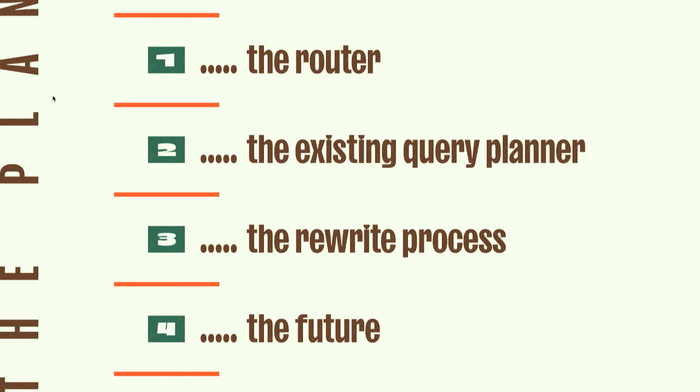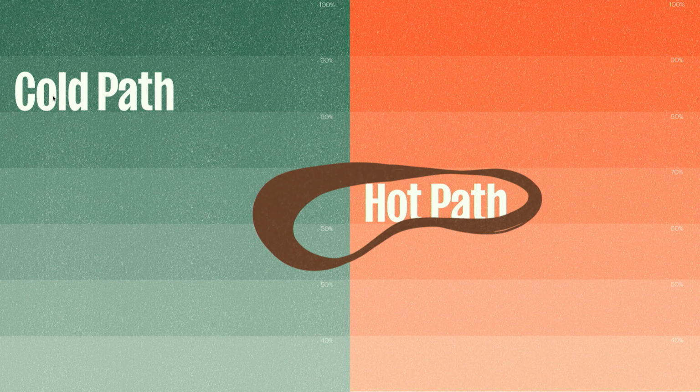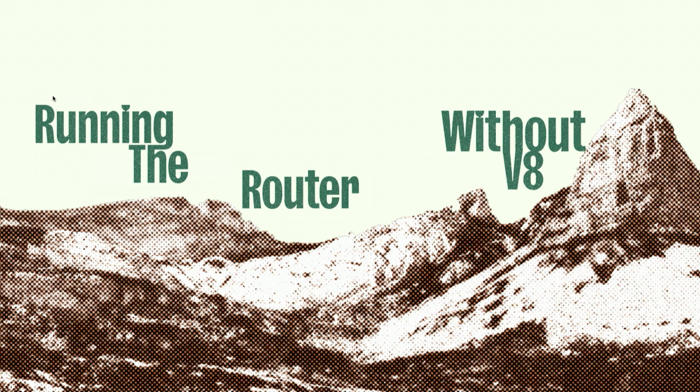But talking about GA, let's talk about what we're going to get to in the future. Eventually, we want to get to the hot path and actually run the Rust query planner without V8. What we wanted to do once we got this much confidence in our implementation is run our own instance of the router, the one that powers Studio, without V8.